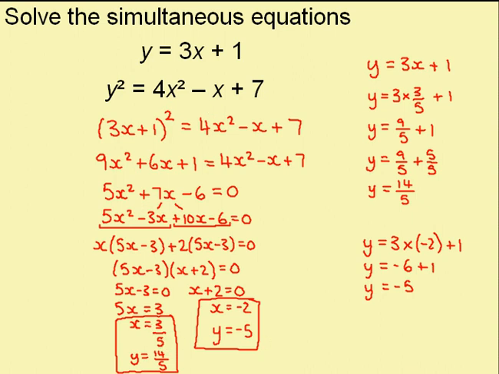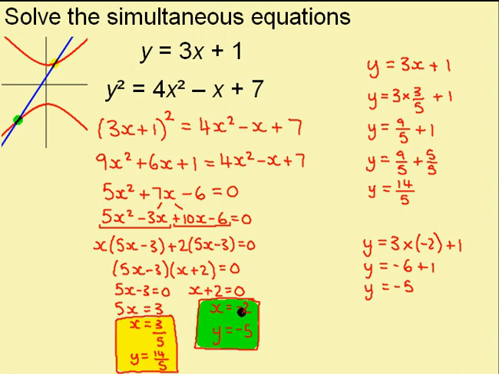Just out of interest, if we were to draw the graphs of y equals 3x plus 1 and y squared equals 4x squared minus x plus 7, it would look like this. This is our linear graph, this one, and these represent this. What we found is the coordinates of this point here where the graphs cross, and the coordinates of this point here where the graphs cross. So solving the simultaneous equations finds the points of intersection of the two graphs.